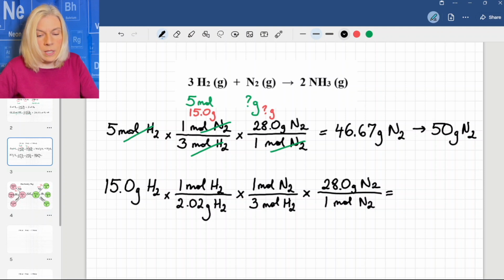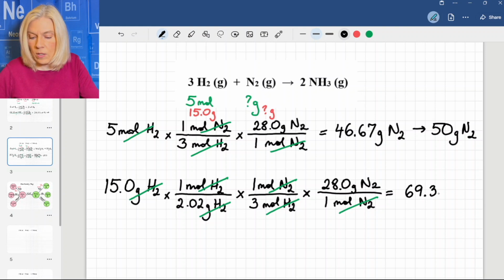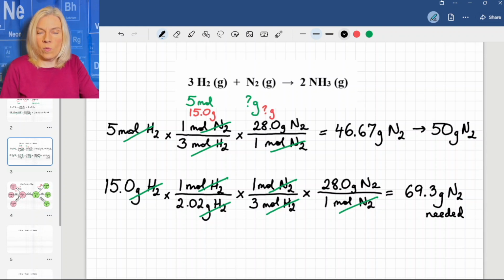Now please look to make sure your units cancel out. I have grams of hydrogen, and here's grams of hydrogen on the bottom. Moles of hydrogen cancel out. Moles of nitrogen cancel out. And I'm left with grams of nitrogen. And if you plug this into a calculator, you will get 69.3 grams of nitrogen is needed. Check your sig figs. I have 3 sig figs to start with. Every one of my molar masses is at least 3 sig figs or more. And then my mole to mole ratio is infinite. So I have 3 sig figs as my answer.